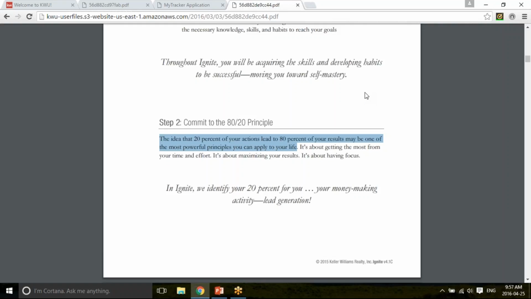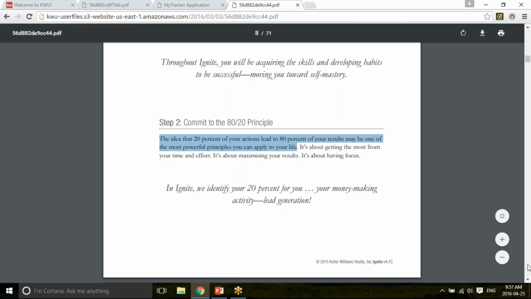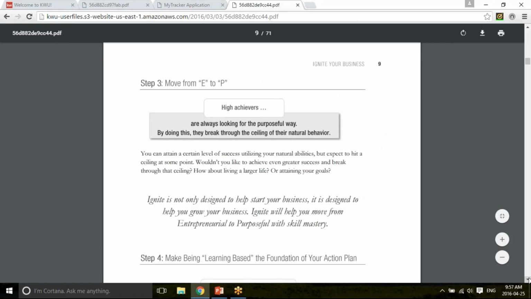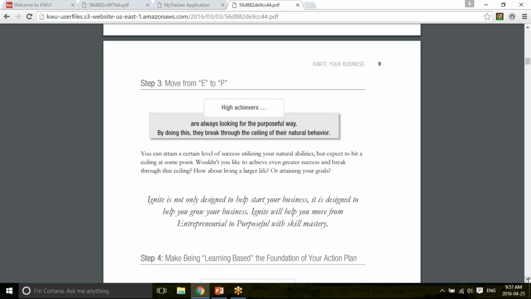High achievers. This one was very interesting to me. This is about moving from E to P. When I read this, I went, what the heck is E to P? The idea is that people come into real estate and they're like, I own my own business. I'm a real estate agent. I'm an independent contractor. I can do whatever I want with my day. Look at me, no one has to tell me what to do. I don't actually know what to do myself, but that's not the point. I get to do what I want. I'm my own boss. Everyone had that moment?